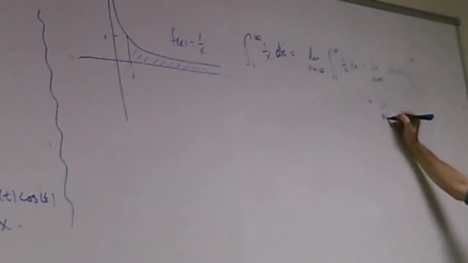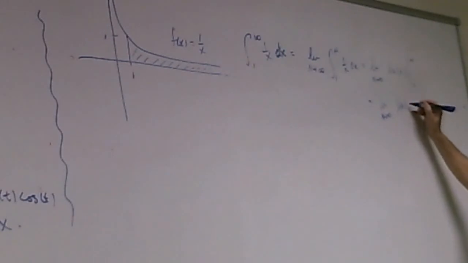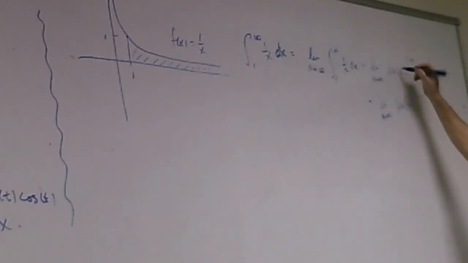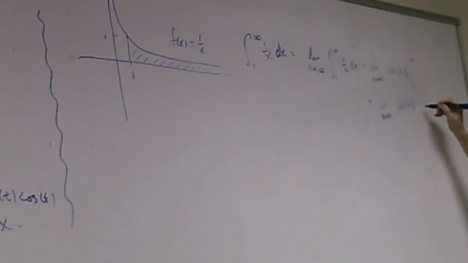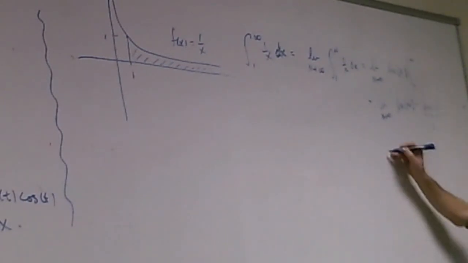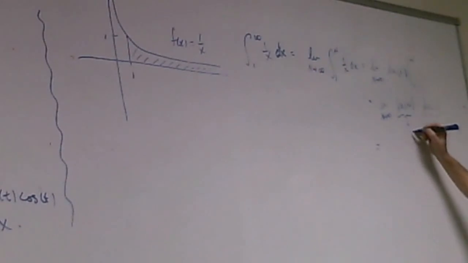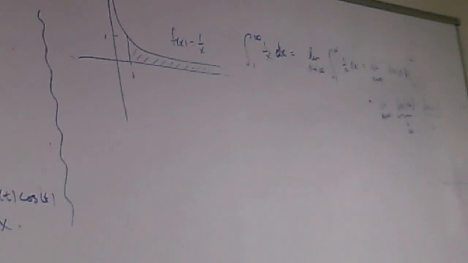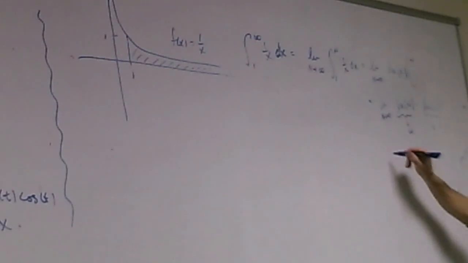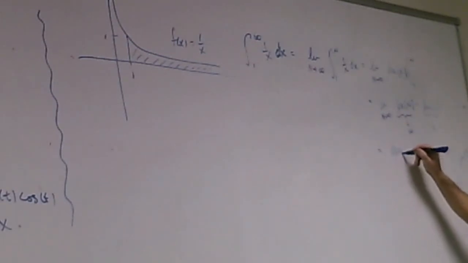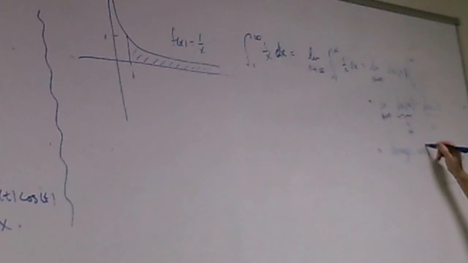That's the limit as n goes to infinity of natural log of n minus natural log of 1. Natural log of 1 is 0, but this tends to infinity because the natural log function looks like this, and it goes off to infinity. So it diverges, undefined. Some people would actually just write infinity.